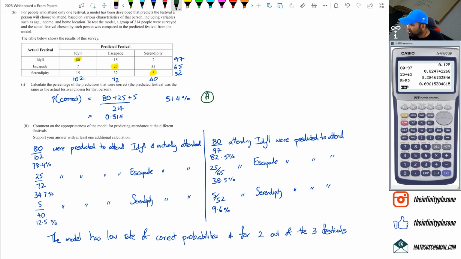Grades wise, merit is for 2 correct proportions calculated. So we've kind of given 6 there, and proportions used to support reasoning about a potential issue with the model. So for merit, you've got to use 2 proportions, and you've got to talk about that it's not going to work. And for excellence, you have to actually talk about the low rate of correct probabilities, and also have the couple of proportions up there as well.